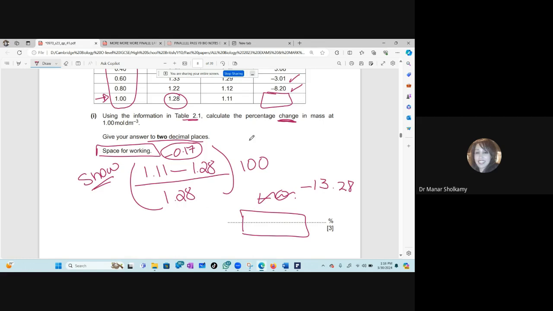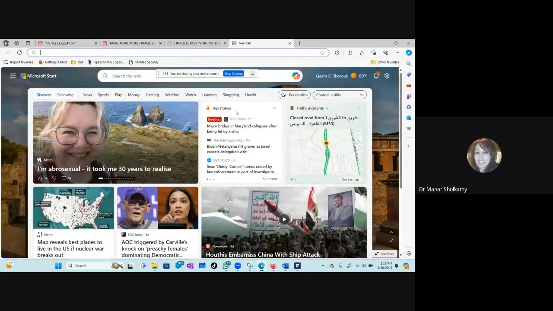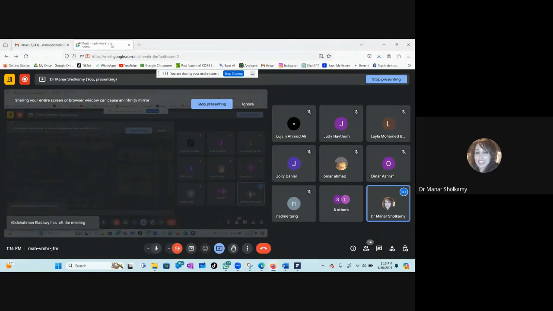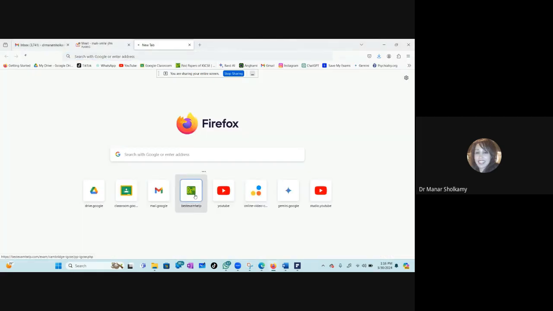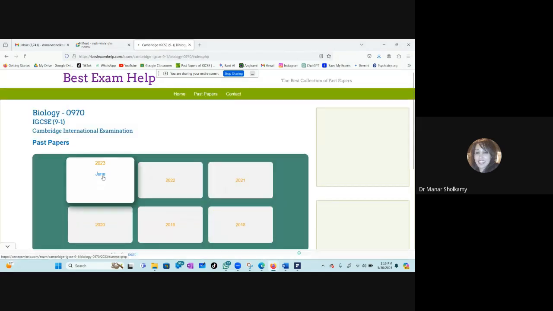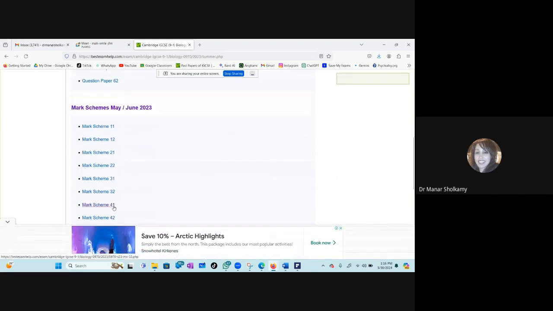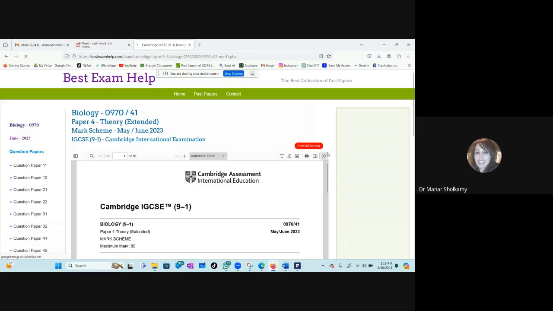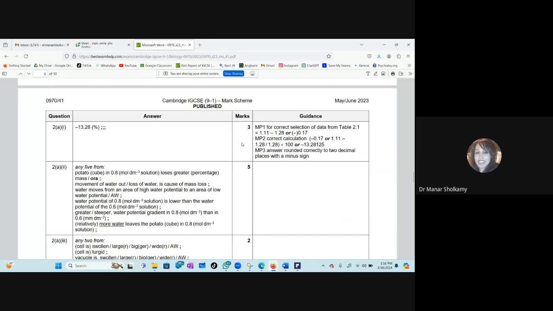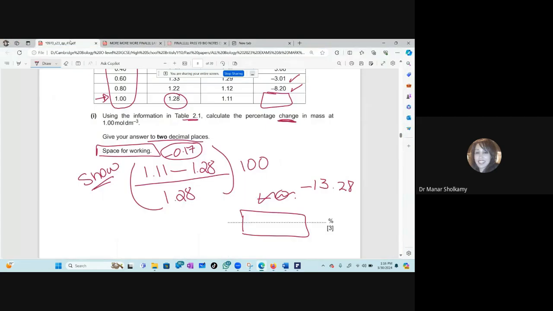Okay. You want us to open the mark scheme? Let's open the mark scheme. Which number? This was number 2. Yes, minus 13.28. Okay. You have to show your steps.